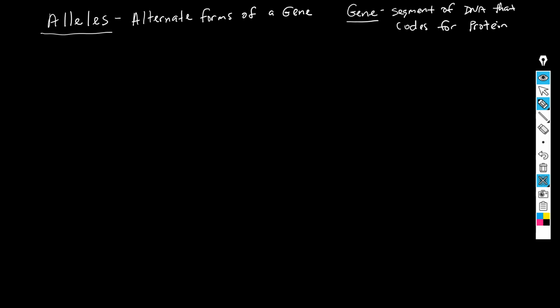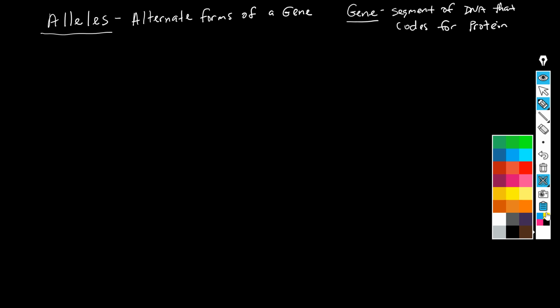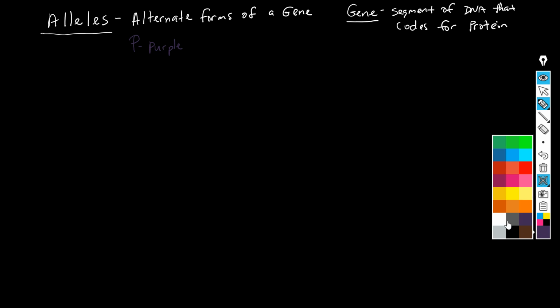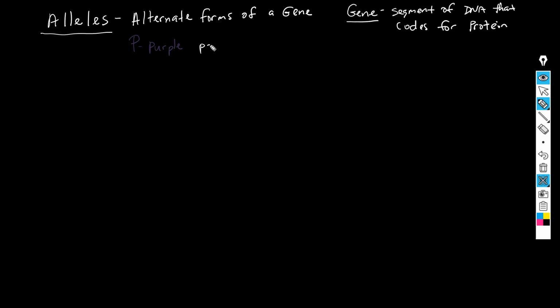Now, for alleles, we use letters to represent them. We're going to deal with flower color, one of the traits that Mendel observed in pea plants. We're going to say that a big P is going to represent purple, and a little p is going to represent white. Since this is AP Biology, you actually have to know what those letters mean.